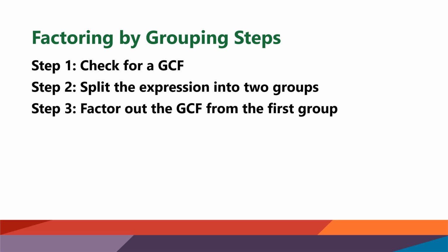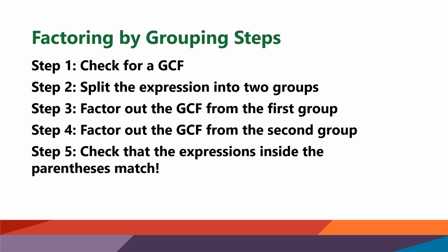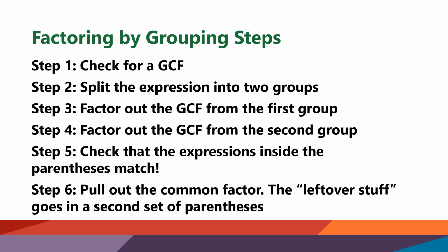Step 3 is to factor out the GCF, or the greatest common factor, from the first group. So you just look at just the first group, and then you factor out the GCF. Then you're going to repeat that process for the second group. So factor out the greatest common factor from the second group. Right, next, you're going to make sure that the expressions that are inside your parentheses match. If they don't, then you did something wrong. And the last step is to pull out the common factor. The leftover stuff goes in a second set of parentheses. So you're going to see what that means in just a second.